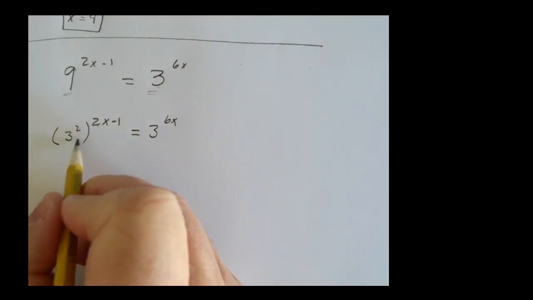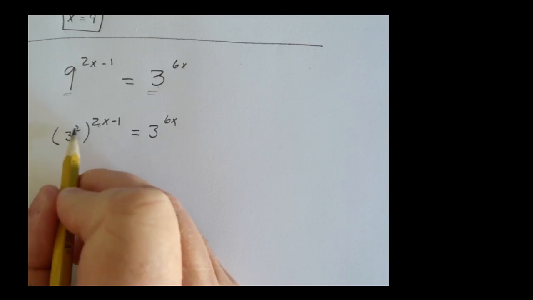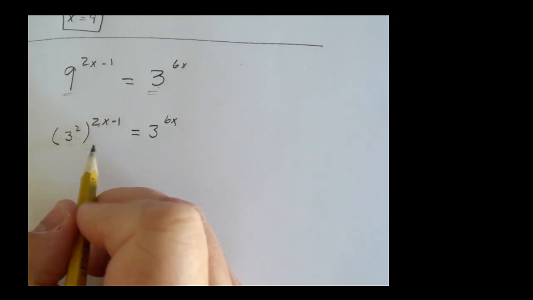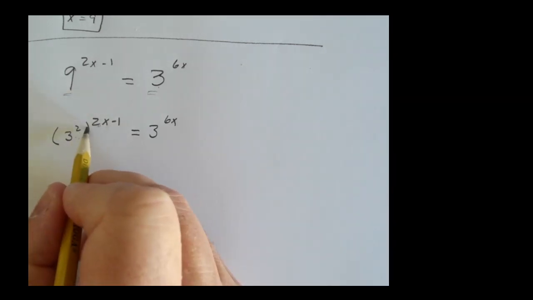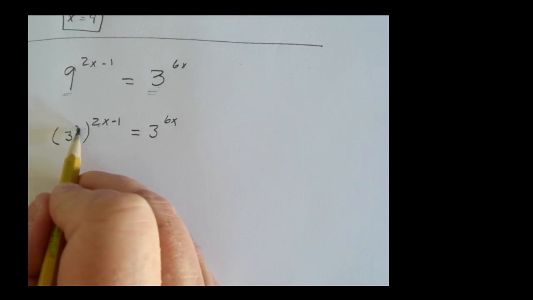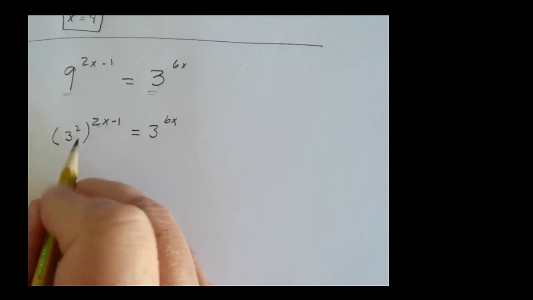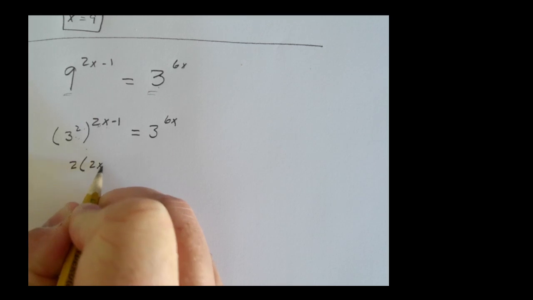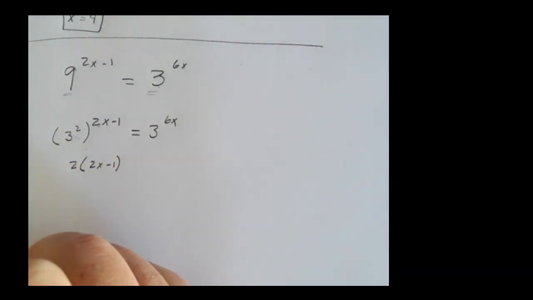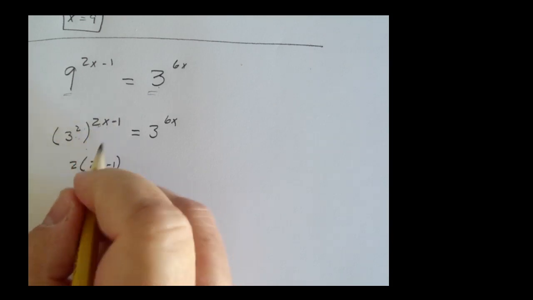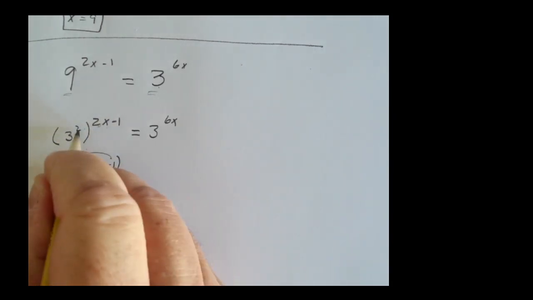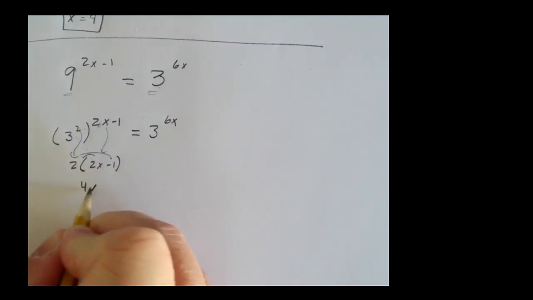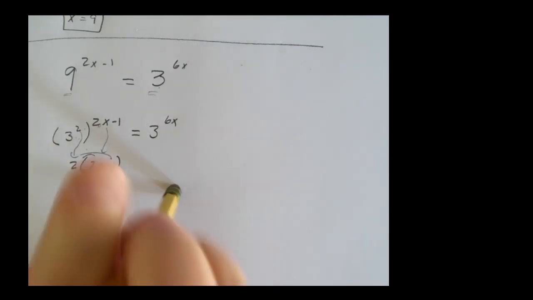Okay, so it's 9 to the 2x minus 1 power, where 9 is 3 squared, to the 2x minus 1 power. Bases are the same. But we still need to do something here. Powers to powers mean you multiply. So we have 2 times 2x minus 1. With the exponents, we need to do the distributive property. This is a grouping, and we set this exponent here and then that there. So it becomes 4x minus 2.